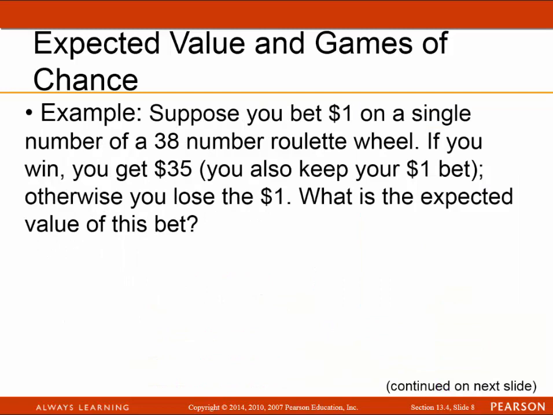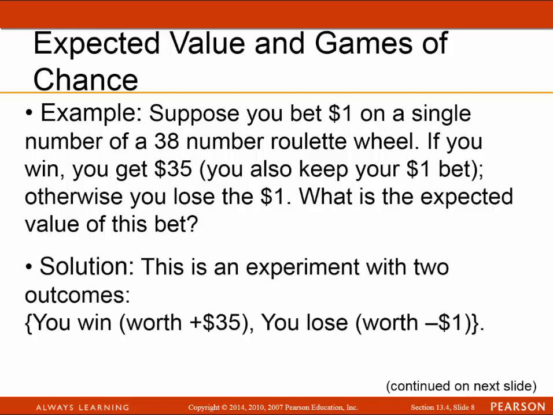Now, games of chance, right? Suppose you bet $1 on a single number of a 38 number roulette wheel. Now if you win, you get $35. You also get to keep the $1 that you bet, so you actually win $34. Otherwise, you lose the $1. Now what is the expected value of this bet? So here's the experiment. There are 2 outcomes. You win, so it's plus 35. You lose, which is minus $1, right?